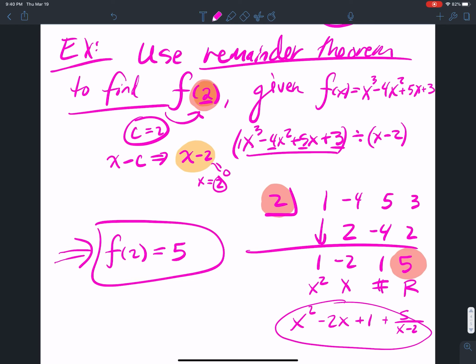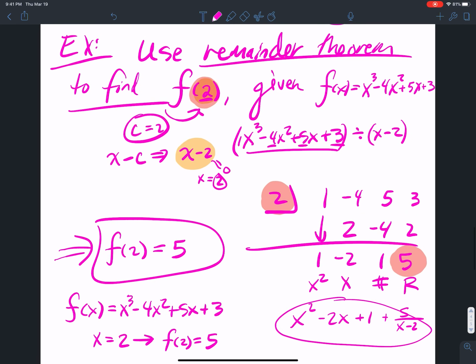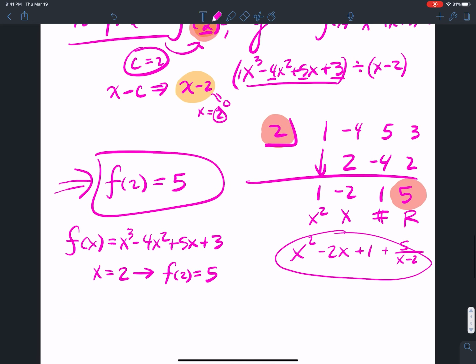And that's my answer. Now you might be thinking, well, golly, Mr. Clark, why don't I just graph f of x equals x cubed minus 4x squared plus 5x plus 3 in my calculator, and then I look at my table x equal to 2. And yeah, you can do that, but that's not what we're asking for. We're asking for you to use the remainder theorem to get this solution here, okay?